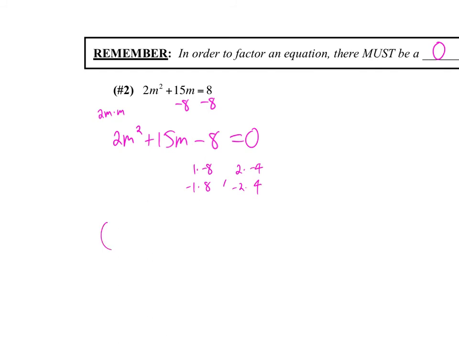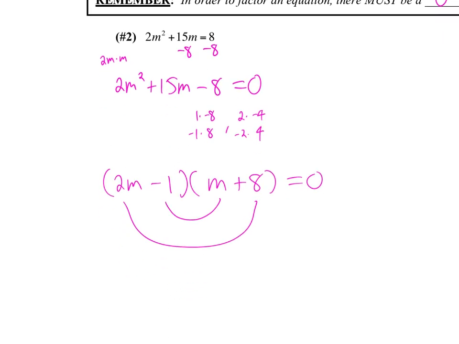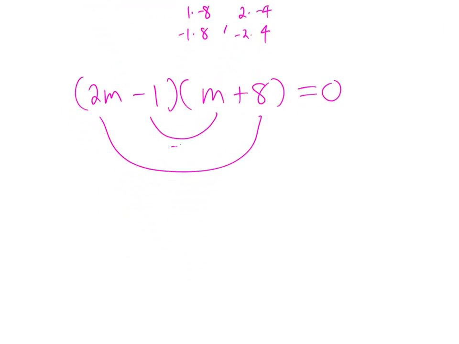So now we need to make our parentheses here with our smiley face. So we need 2m and m. Now which factor should I use to add up to 15, do you think? To add up to 15. Well, in this case, I'm going to do negative 1 right here and positive 8 right here. Don't forget the equal 0. Because negative 1 times m is negative m, and then 2m times 8 is 16m, and that's going to equal 15m. So this is the correct factorization.